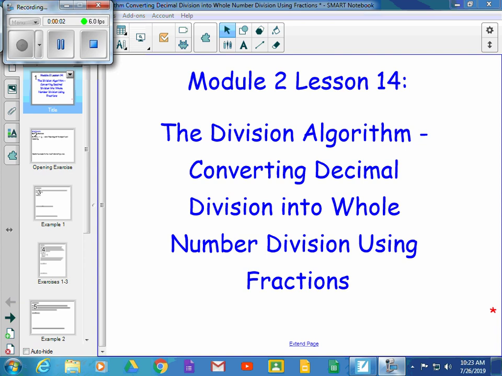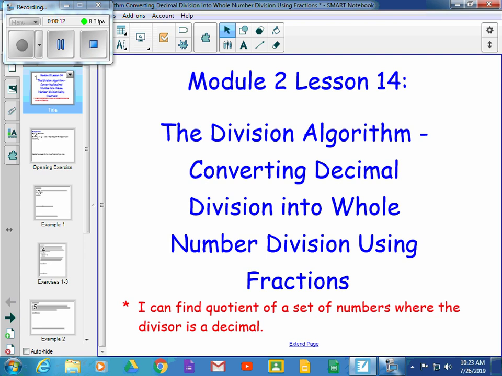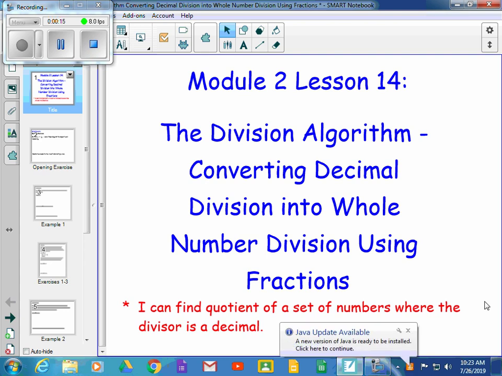This is Module 2, Lesson 14, titled The Division Algorithm, converting decimal division into whole number division using fractions. Our goal: I can find the quotient of a set of numbers where the divisor is a decimal.